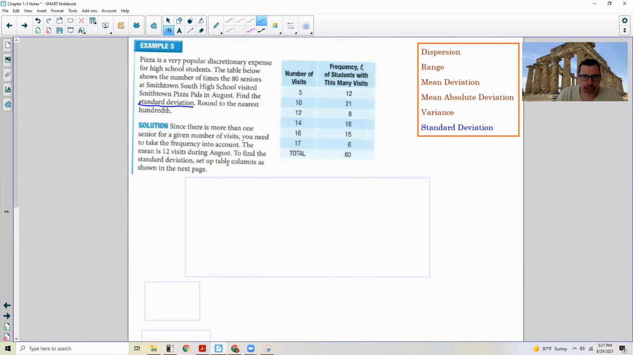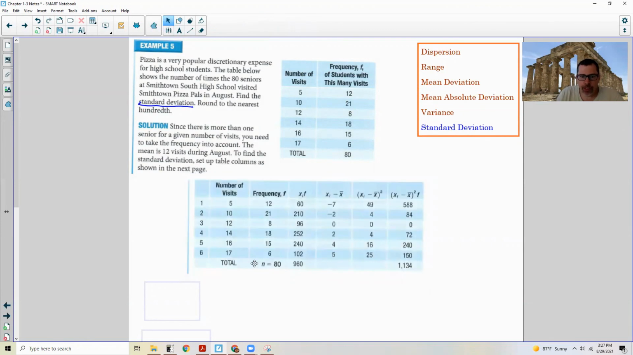To find the standard deviation, set up table columns as shown on the next page, and I brought that in right here. So here's what we're going to do. We're going to do number of visits and frequency F, which is what they gave us. And then what they did was they took X sub I times F. So it's just this times this. 5 times 12, 60. 10 times 21 is 210, etc., etc. Okay. And then they added all of these up and they got 80. They added all of the frequencies times the number of visits up and got 960.